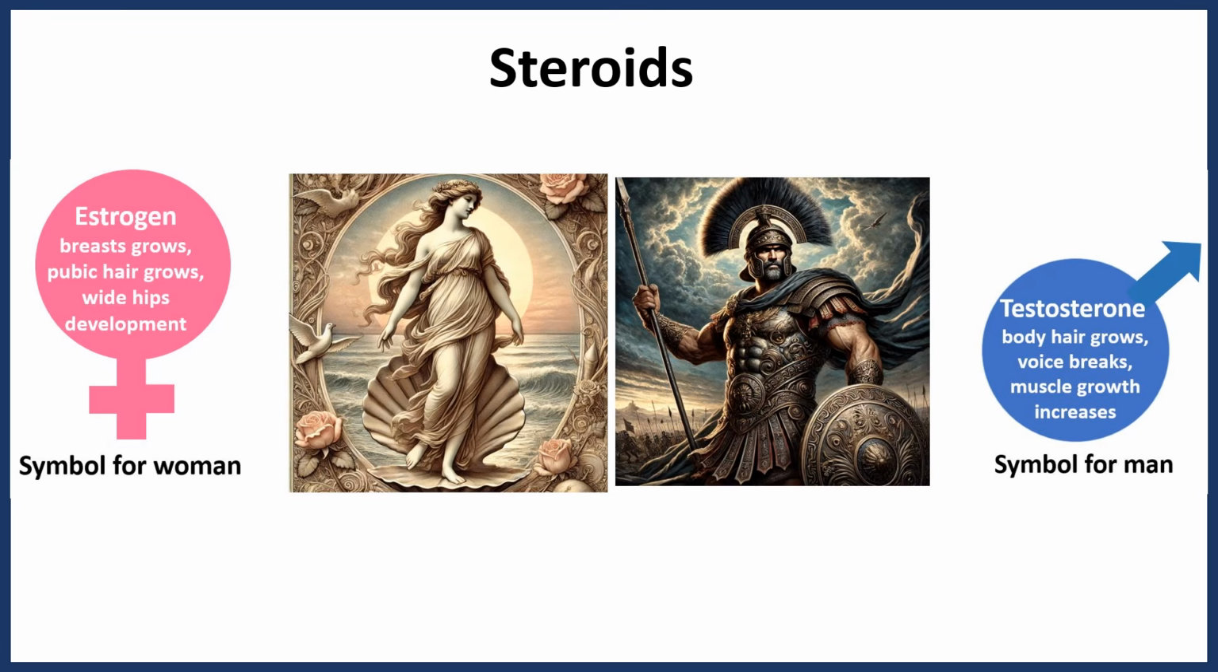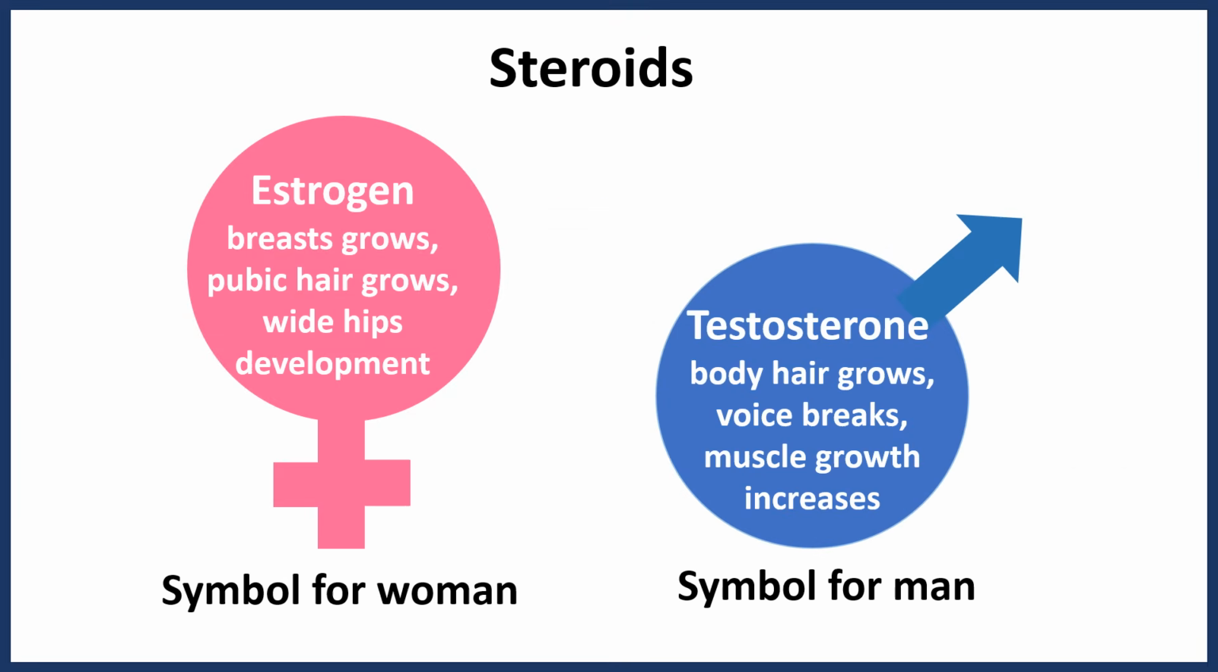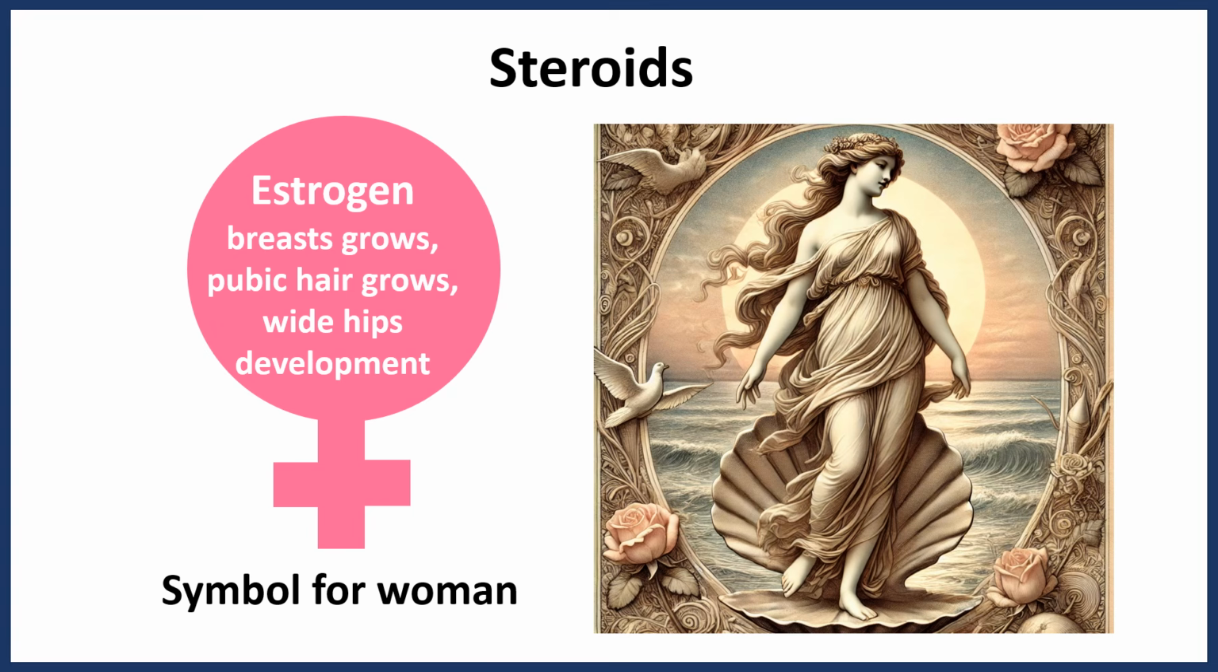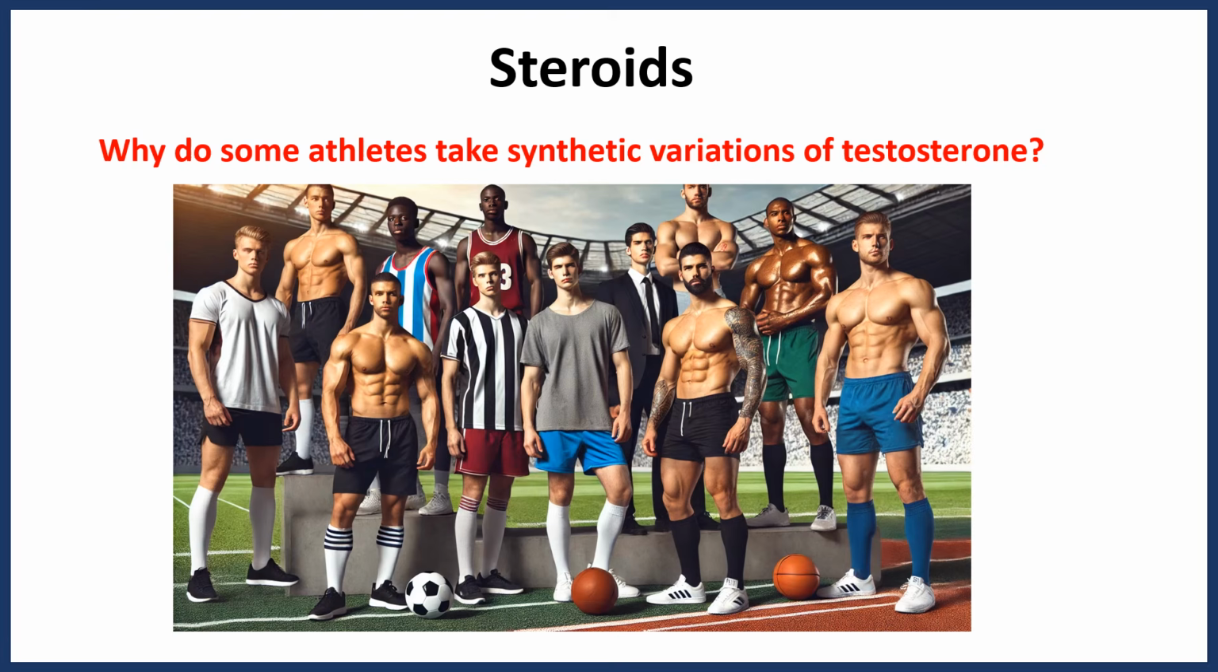This symbol is also linked to the planet Mars and the Roman god of war. The symbol for woman is typically represented by a circle with a small cross extending downwards, which is associated with the female gender. This symbol is also linked to the planet Venus and the Roman goddess of love and beauty.